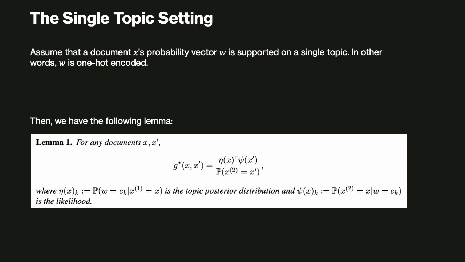First, the paper looks at the single topic setting. So we assume that a document X's probability vector W that we saw before is supported on a single topic. In other words, W is one-hot encoded for a specific topic of the document. Then we have the following lemma. For any 2 documents X and X prime, the G star of those 2 can be expressed as the following, where eta of X is the topic posterior distribution, and psi of X is the likelihood of the document given the specific topic.